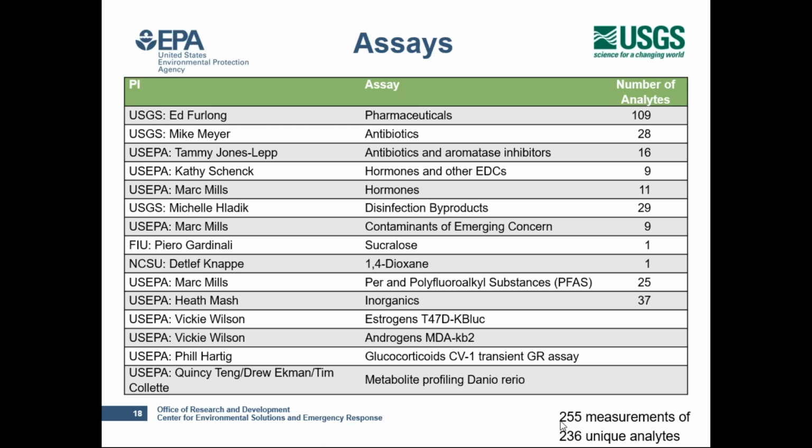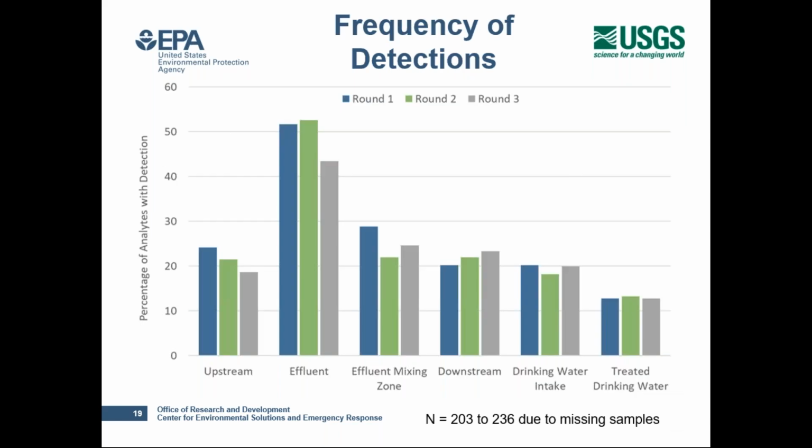So we can look at, again, different method performance, but we're going to focus on the 236 unique analytes for the rest of this discussion. So when we want to look at the frequency of detections, just to orient you to this graph, the blue bar now is round 1, the green bar is round 2, the gray bar is round 3. So this is October, April, and August. And then we have the upstream, the effluent mixing zone, downstream, drinking water intake, and treated drinking water.